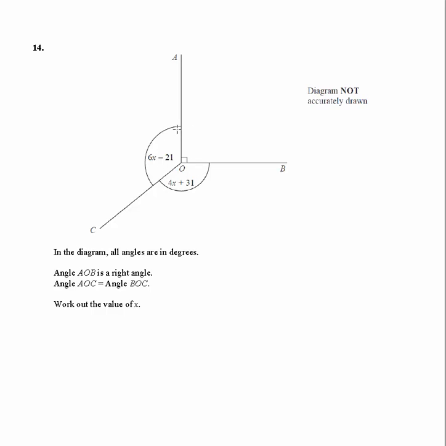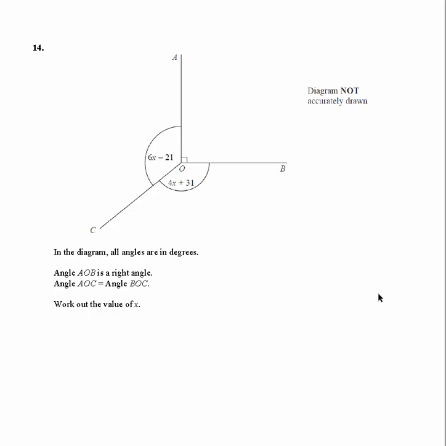We've got 3 angles here at a point, and so together they make 360. So you could write 6x minus 21 added to 4x plus 31 added to 90 equals 360. Tidy it up, solve the equation, it will tell you what x is. Or you could say that together these 2 angles must make 270 if that is 90. So we can forget about that and just say 6x minus 21 added to 4x add 31 must equal 270.